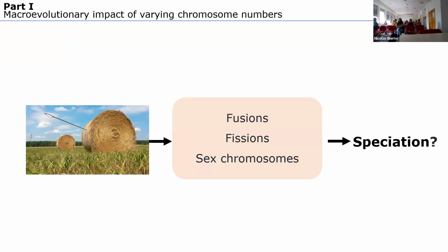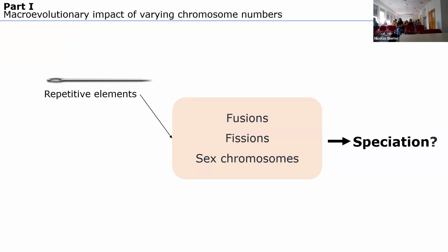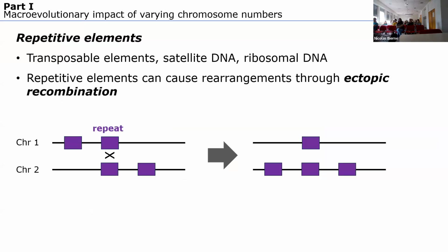And now we have to figure out what are actually the needles that we look for, right? We have some that we try to look for, including repetitive elements. So why repetitive elements? So including transposable elements, satellite DNA, and ribosomal DNA, because they can actually cause interchromosomal rearrangements or through ectopic recombination, so that you have clusters of the same repeat type recombining across chromosomes and therefore causing rearrangements.